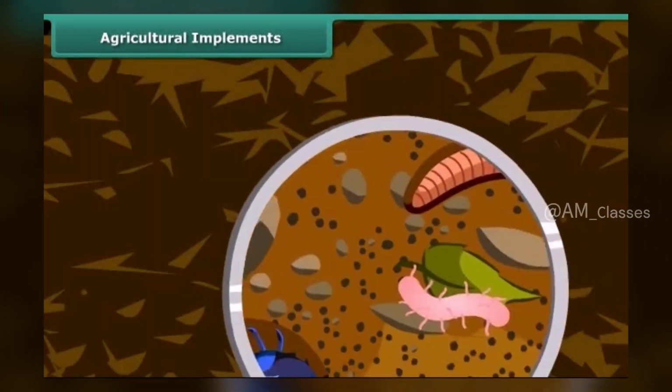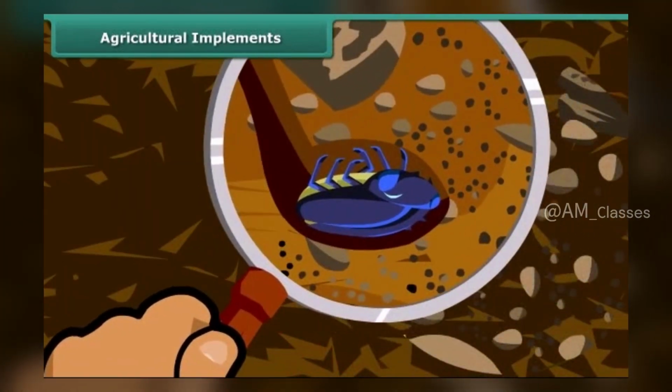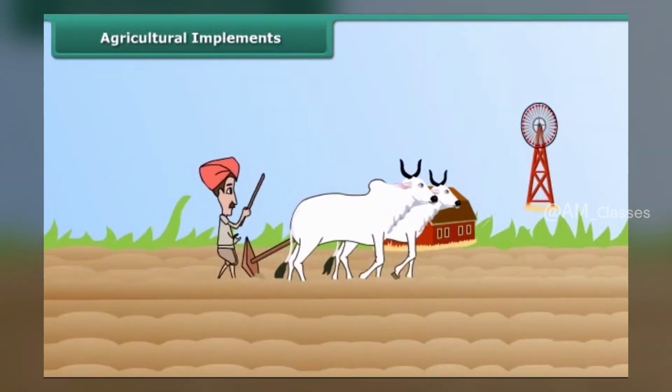These organisms are also known as farmers' friends. They add humus to the soil. Turning and loosening of soil brings the nutrient-rich soil to the top. These nutrients are then used by the plants. Now look at this farmer. He is plowing the field.